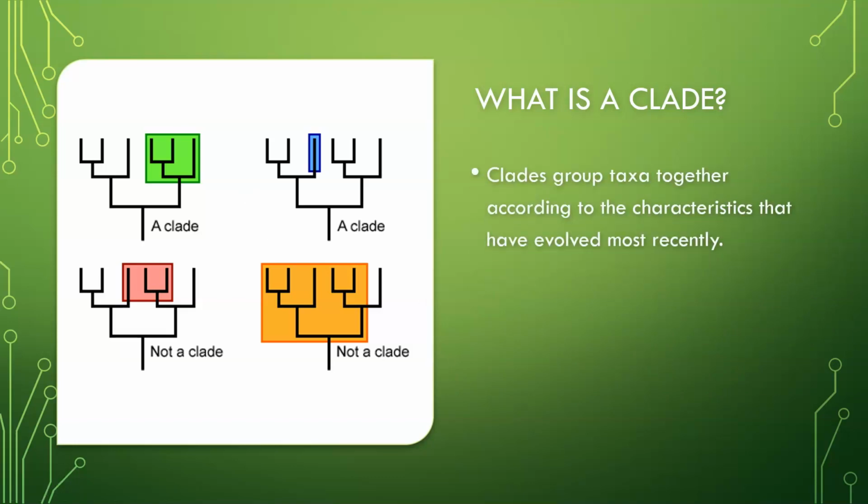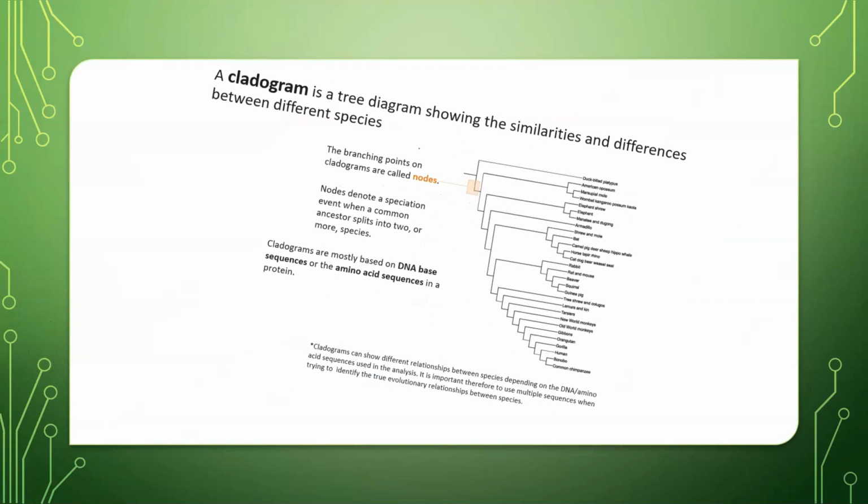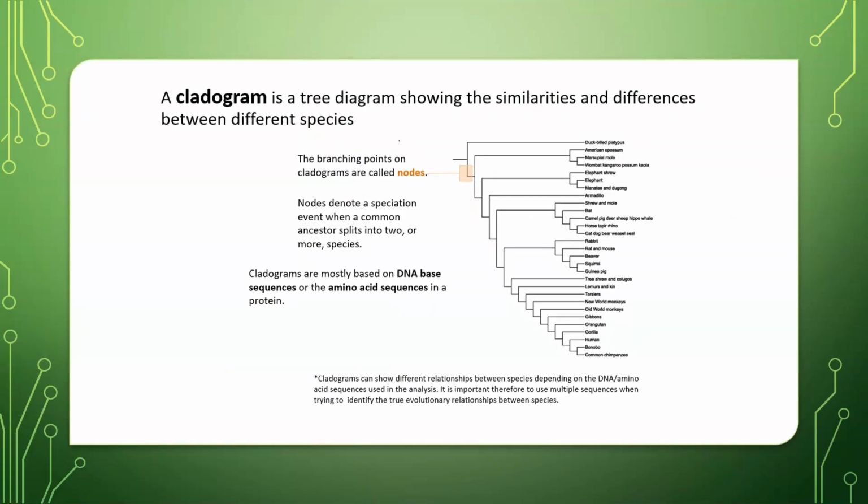Now, clades are groups of taxa together according to the characteristics that they have evolved most recently. Cladistics is therefore an example of natural classification. We looked at natural classification in our previous video. When we're looking at cladistics, we look at these things called cladograms. These are tree diagrams showing the similarities and differences between our species. Any points where there's a branch, we call nodes, and nodes denote speciation. We talked about this in an earlier video, but we didn't call these cladograms at that point.